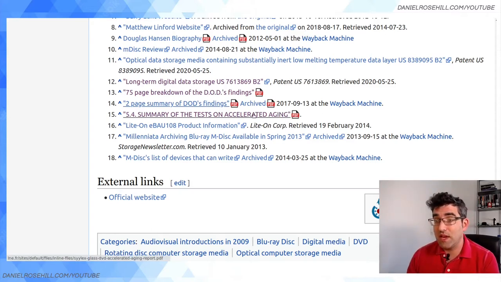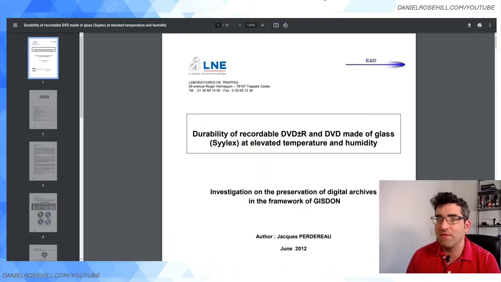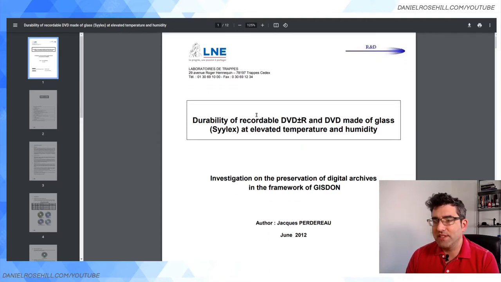And then there is a 5.4 summary of the test. Oh, this is the French stuff. You can see the URLs populating in the bottom of my tab here. So we don't have the 2-page at our disposal, but we do have the 75-page DoD research, and we have the French research. So the French research is here. It's a 12-page PDF, so slightly less intimidating.